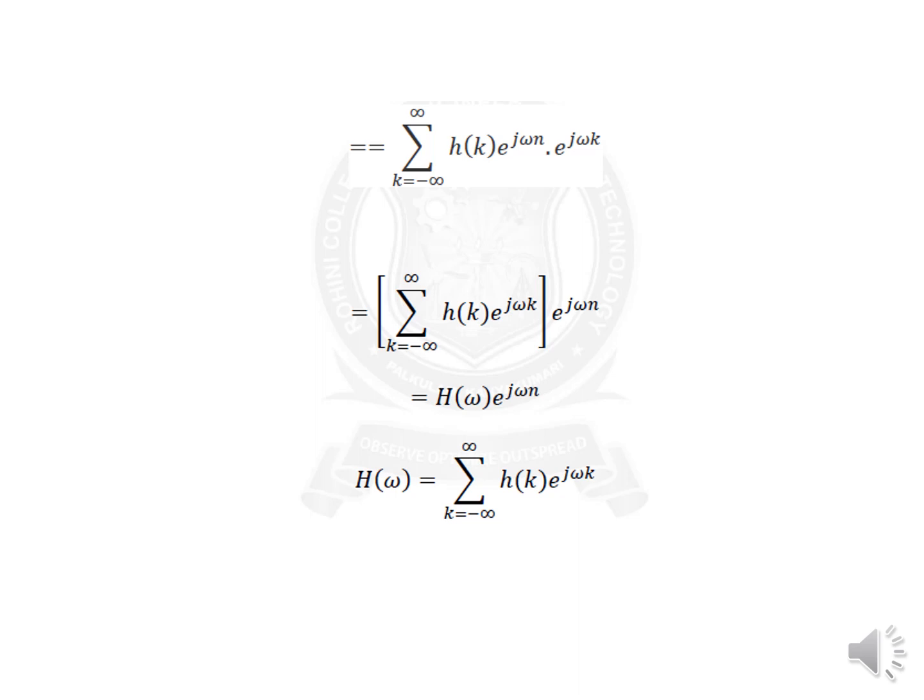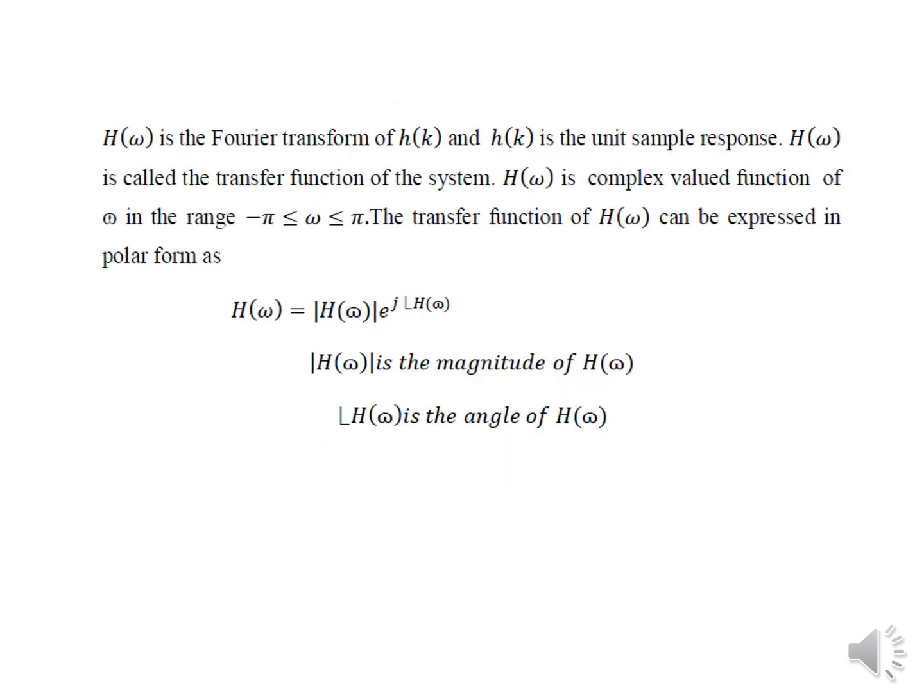And here we are splitting the exponential term and grouping the terms. Therefore we can write this as H of e power j omega into e power j omega n, where H of e power j omega equals summation of h of k into e power minus j omega k, and here H can be written in terms of magnitude and phase.